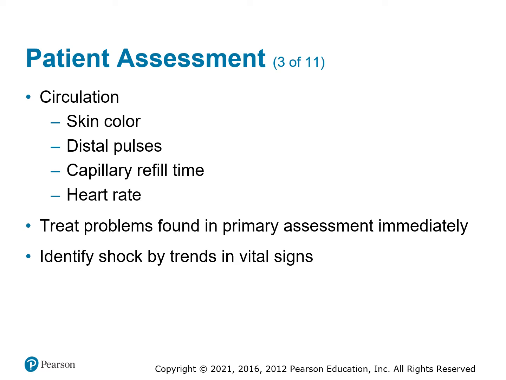Moving into circulation, look at that skin color. Like we talked about, that early phase where they're going to become pale, diaphoretic. These are things that you should be able to recognize very quickly in this portion of the assessment. Assess distal pulses. Remember when we talked about blood pressures, if you reach for a radial pulse and you can't find one, that should be an indicator that the blood pressure is probably below 90. So then you just start moving your way up until you find that pulse, and then it's time to start thinking about, all right, now I need to get a valid blood pressure.